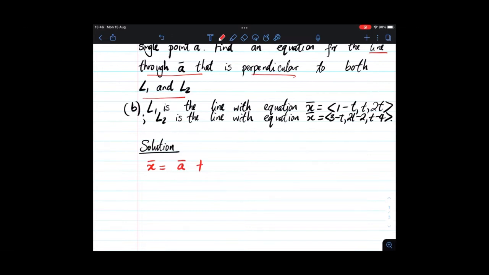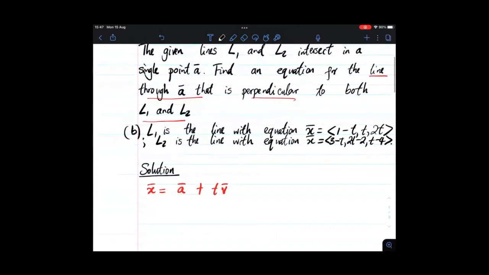And then what we need is to find some direction vector, so some t times, in this case, I will call it v, where v is the direction vector of the line, right? So we need that information to be able to find the equation or an equation for this line. So how do we do that? Okay, so the first thing is to find A. Why? Because we are told that L1 and L2 intersect in a single point A, so we are able to use what we already know about these two lines to be able to find A.